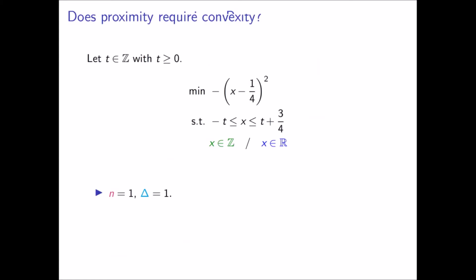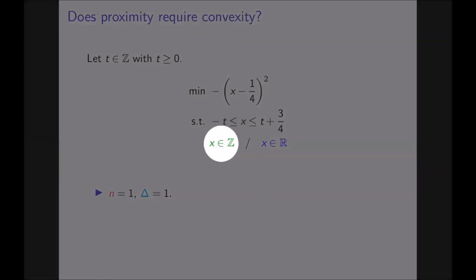Any question? Great. So consider this optimization problem for every non-negative integer t. We minimize the function minus (x minus 1/4) squared over the feasible region defined by x between minus t and t plus 3/4. And in the discrete problem, we have the constraint that x is integer, while in the continuous problem, we do not.